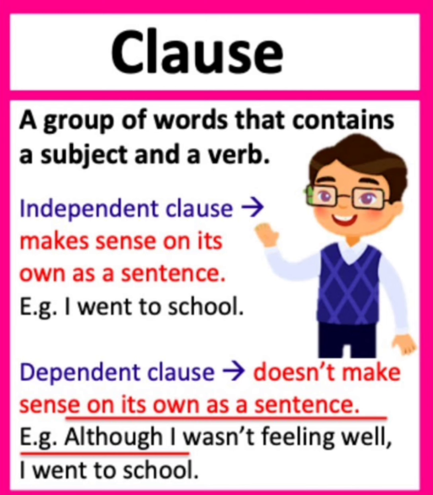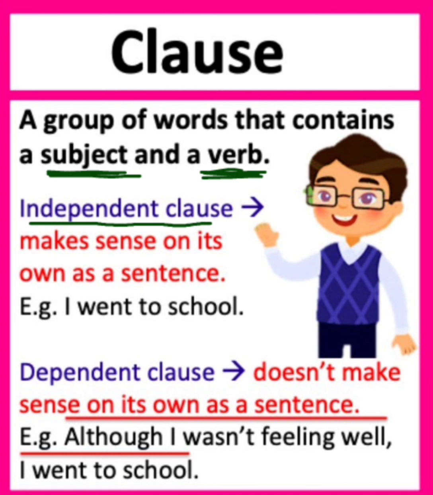A clause is a group of words that contains a subject and a verb. Very easy definition. A clause is a group of words that contains a subject and a verb, or predicate. Simply, there are two types of clauses. The first one is independent clause, as you see on the digital poster.